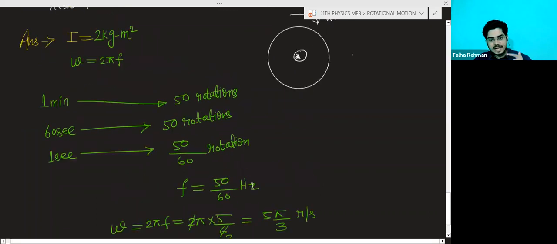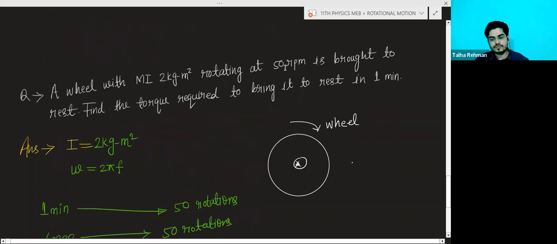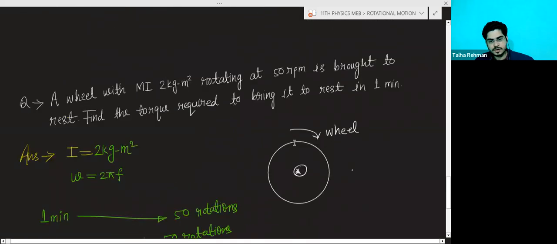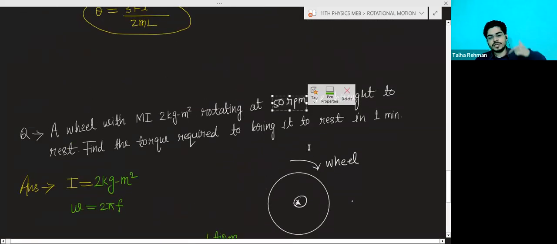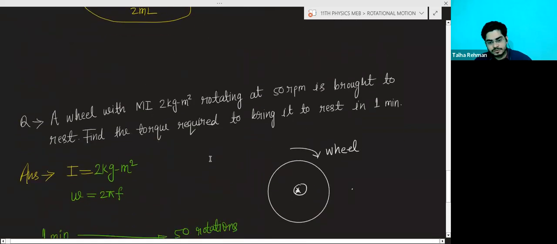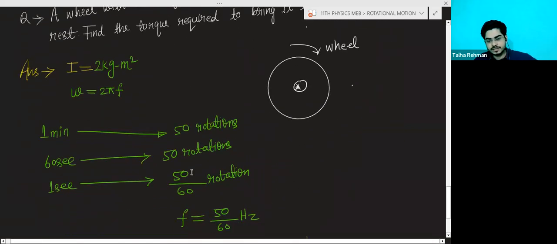So with the help of this, you have found the angular velocity. Indirectly, they have given the number of rotations per minute. With the help of that, we can find the frequency, and with the help of the frequency, we can find the angular velocity. Now we have the angular velocity of this wheel, the initial angular velocity.